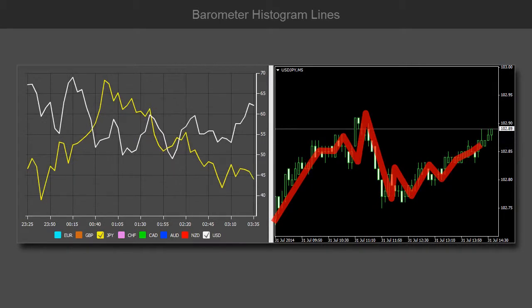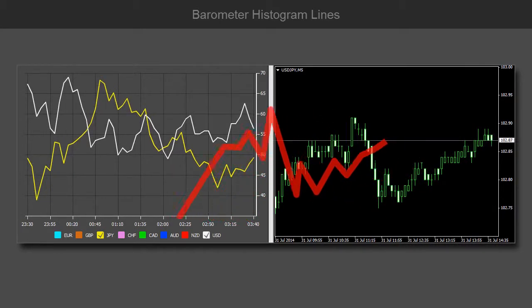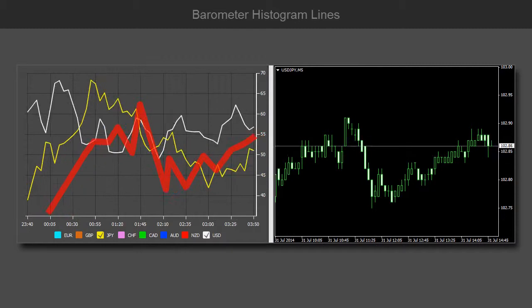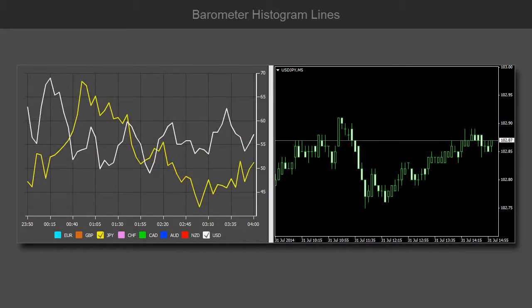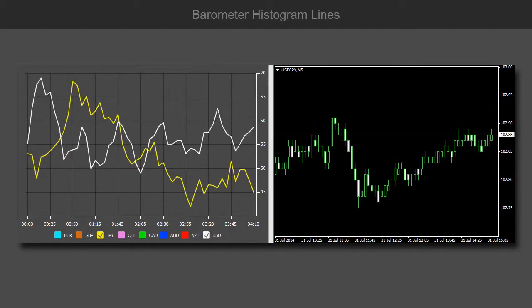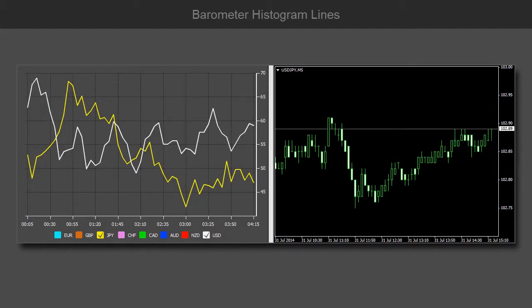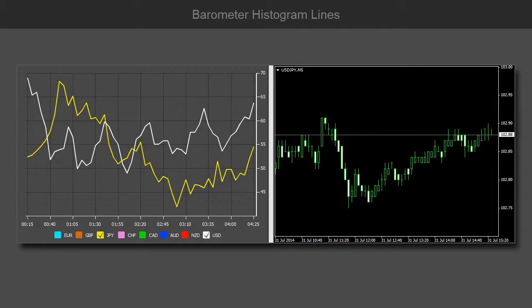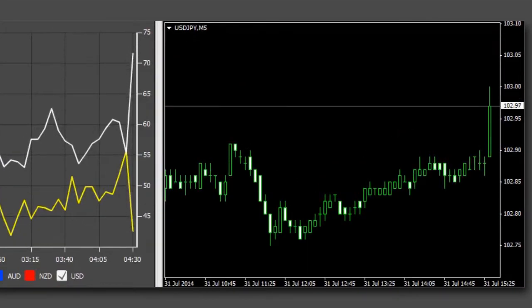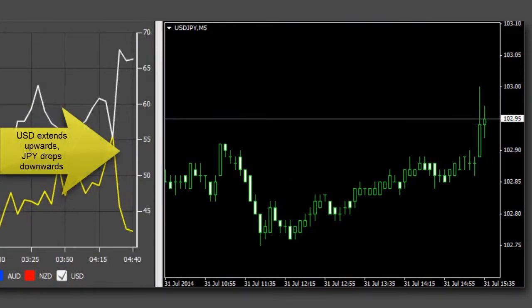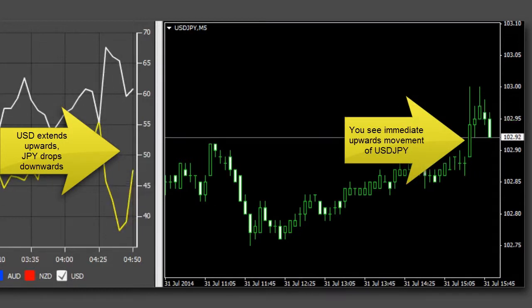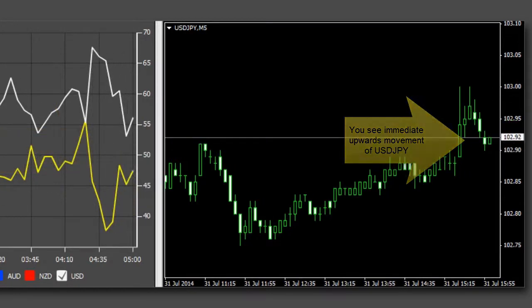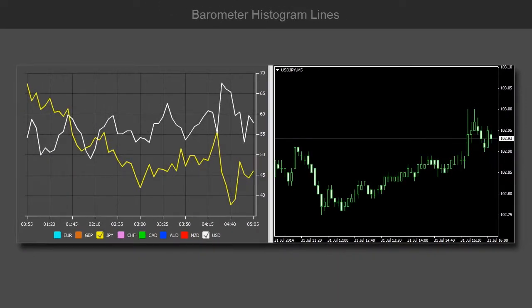The lines on the histogram are not identical to the trend line the price action is plotting right now. As said in previous videos, the histogram plots the momentum values of one single currency and not the trend of the currency pair, or even a single currency for that matter. However, there is a correlation between movement on the left and the right. It looks like a momentum measured on the histogram triggers a reaction on the MetaTrader chart.